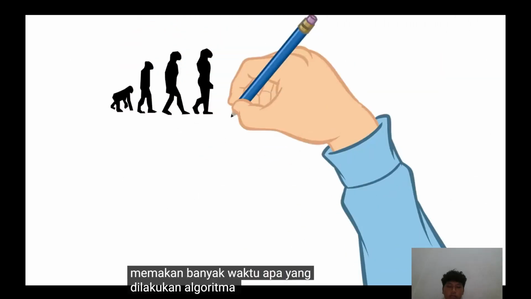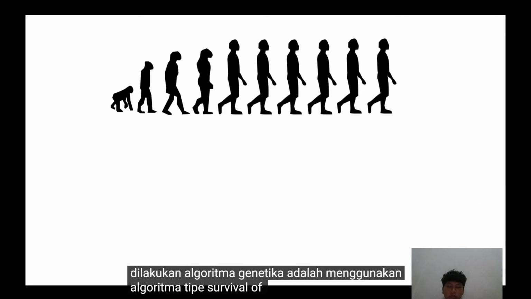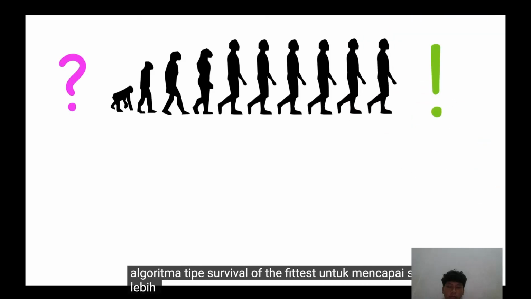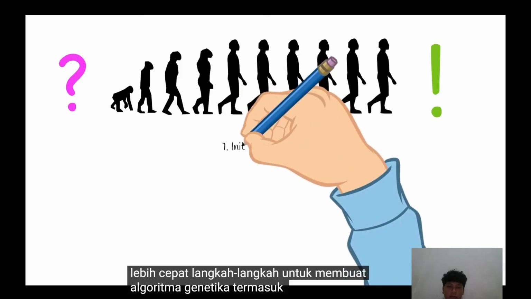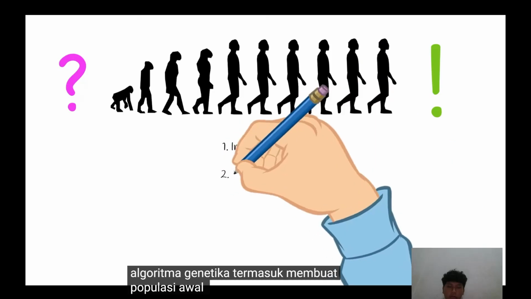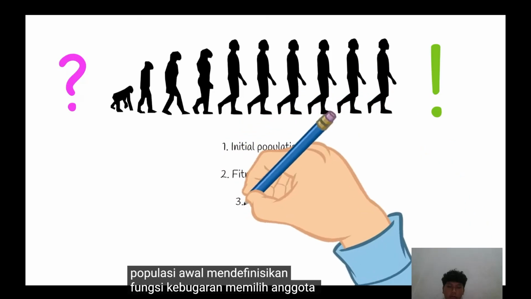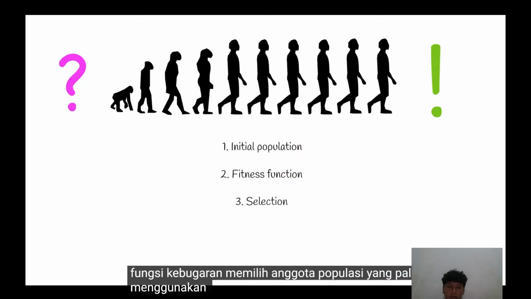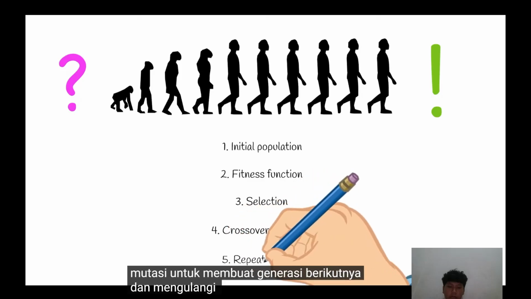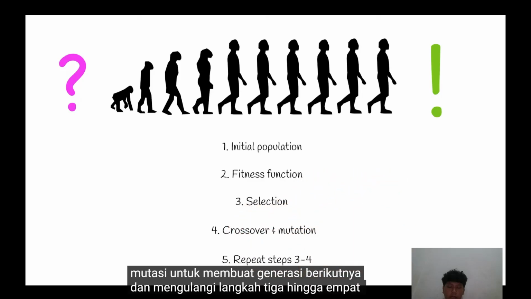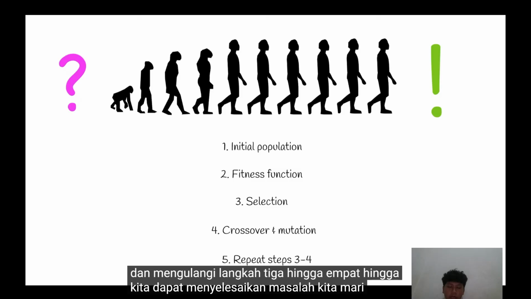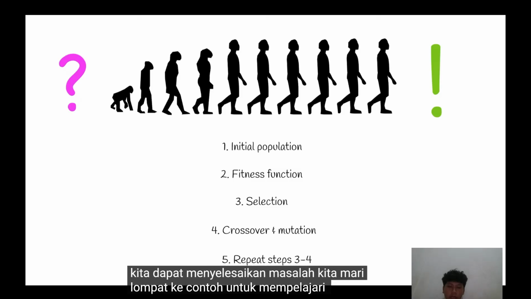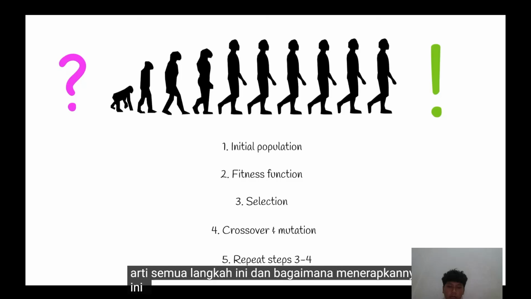What genetic algorithms do is use a survival of the fittest type algorithm to reach the solution much faster. The steps to creating a genetic algorithm include creating an initial population, defining a fitness function, selecting the fittest members of the population, using crossover and mutation to create the next generation, and repeating steps 3 to 4 until we're able to solve our problem. Let's jump into an example to learn what all these steps mean and how to implement them.